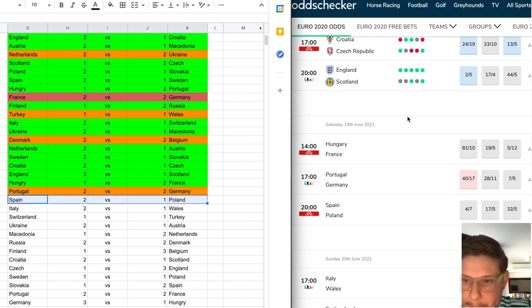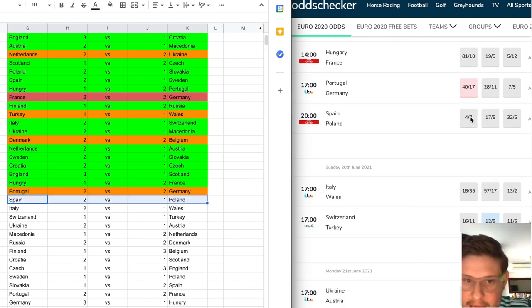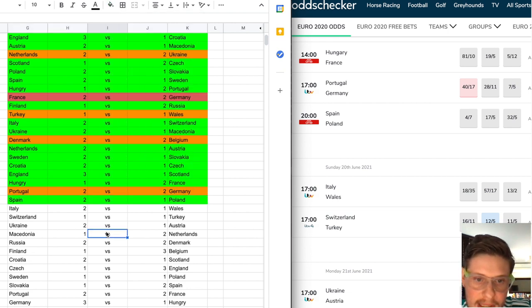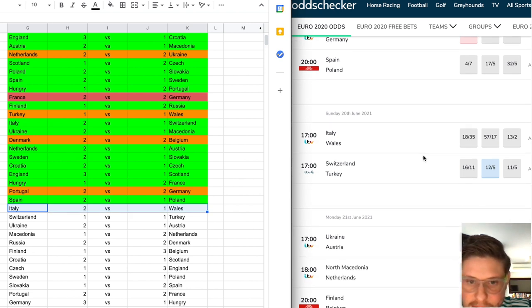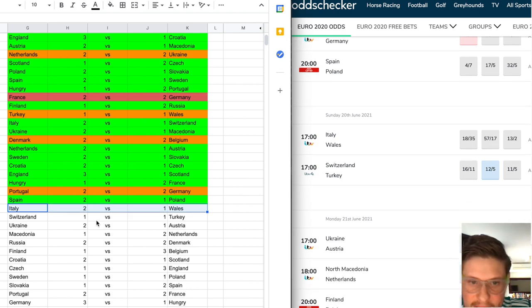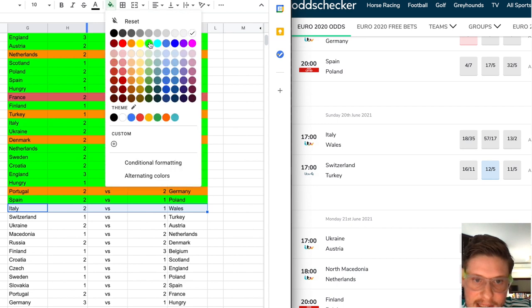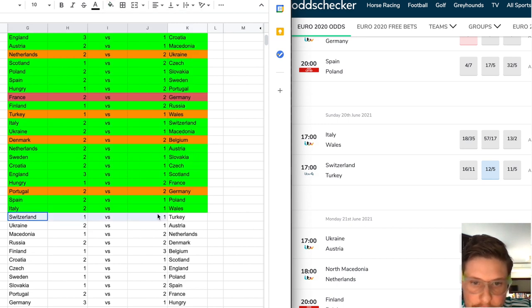Spain versus Poland, and we got Spain as the favorite, Spain as well. There we go. Italy versus Wales. Italy is favored. We're favoring Italy. Fantastic. Switzerland versus Turkey. Ooh, I think they're going to favor, who are they going to favor? Probably the Turks. Oh no, 1.3 and 1.3. Okay, so this is definitely a draw.